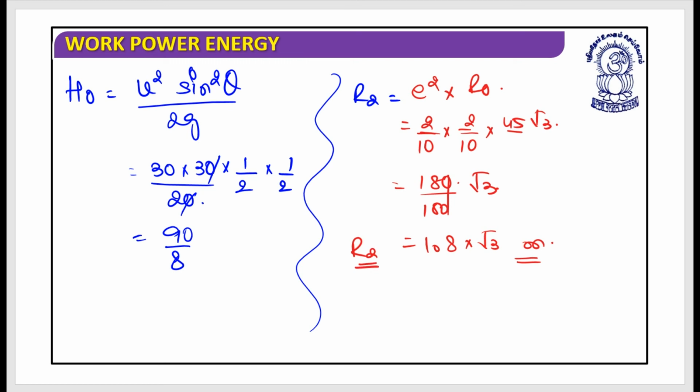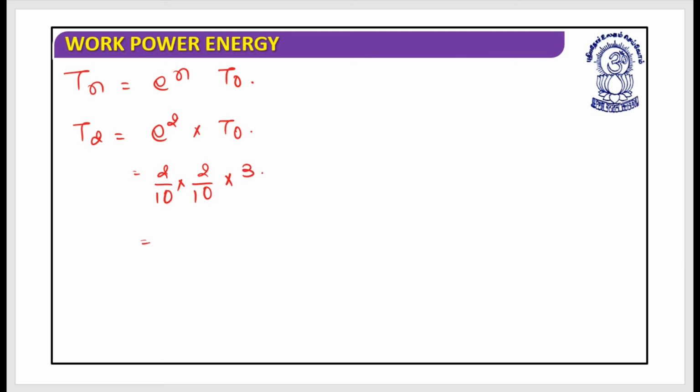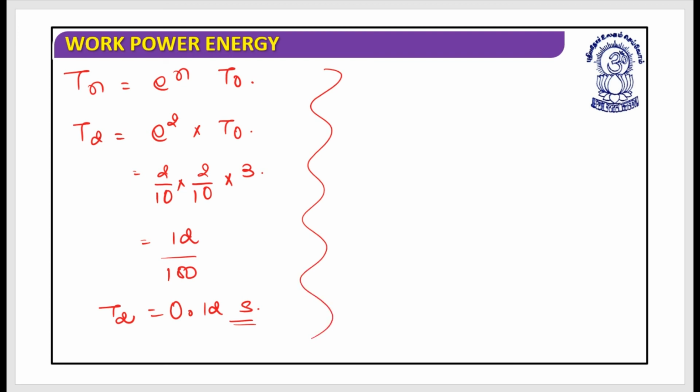What next? The next is the time of flight after the second bounce. So the time of flight, Tn, is equal to e to the power n into t naught. So t after the second bounce is e squared into t naught. E squared again is 2 by 10, 2 by 10, and the time of flight was 3 seconds. 2 twos are 4, 4 threes are 12, so it's 12 by 100. This is equal to 0.12 seconds. This is the time of flight after the second bounce. Is it clear? I hope this is clear.